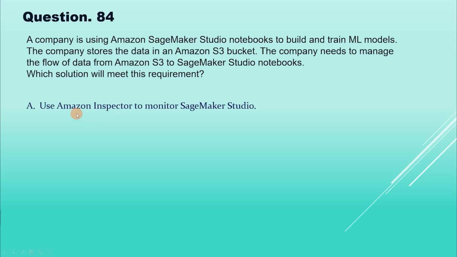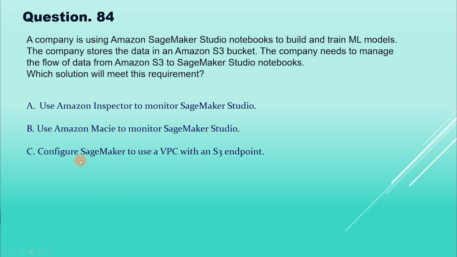Options are: A, use Amazon Inspector to monitor SageMaker Studio. Option B, use Amazon Macie to monitor SageMaker Studio. Option C, configure SageMaker to use a VPC with an S3 endpoint. Option D, configure SageMaker to use S3 Glacier Deep Archive. Try to guess the correct answer here.